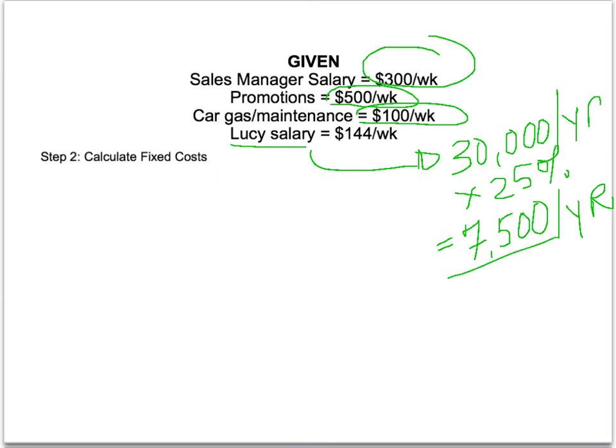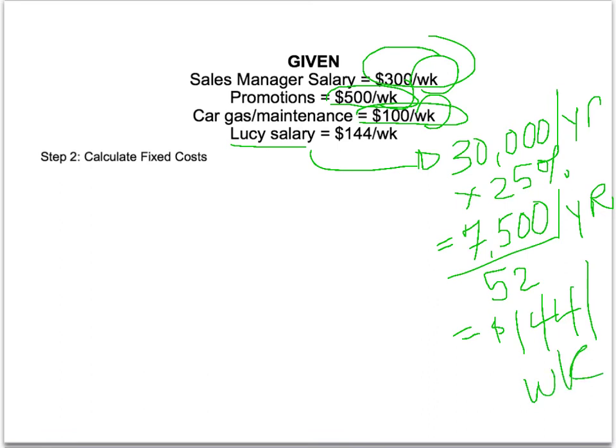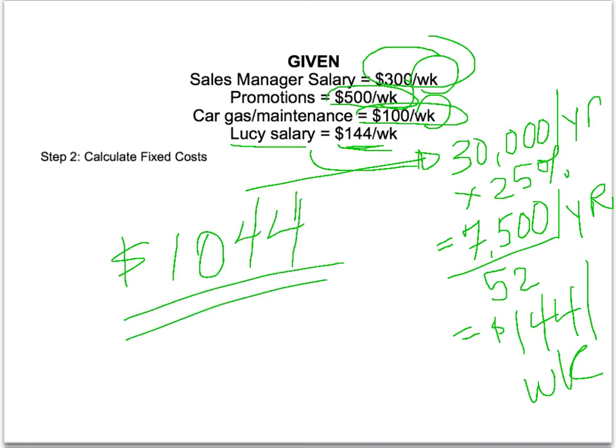Now, mind you, everything else is expressed in weeks, so we're going to assume a 52-week year here and divide 52 into 7,500 for that 144 per week that you see here. So when you tally all of these fixed costs together, you're going to get a total of 1,044. So keep that number in mind.